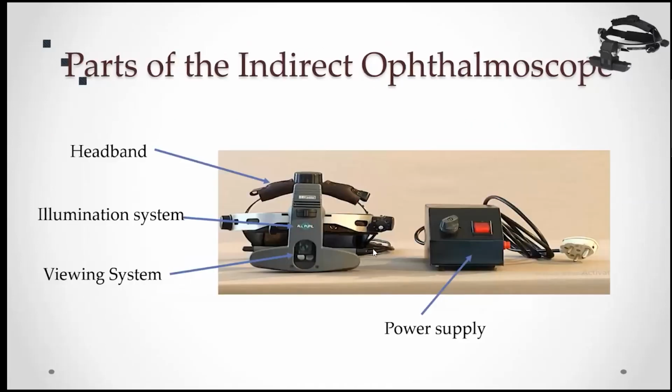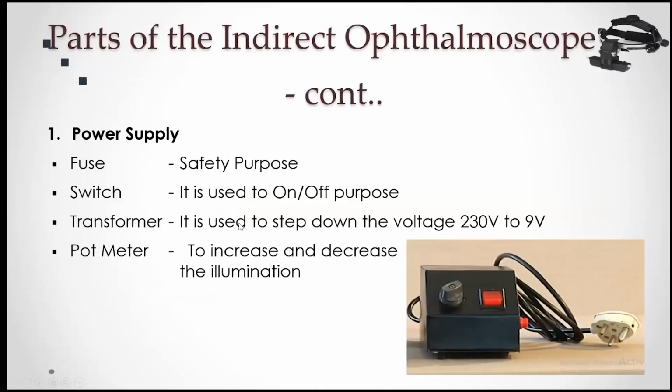The headband mounted indirect ophthalmoscope has different parts: the headband, the illumination system and the viewing system, both along in this module, and the power supply to give power to the illumination system. In this power supply, you can find the fuse, which we use for safety purposes, and the switch for on-off. Inside you can find the transformer, which steps down the input voltage to 9 volts. And here is the potentiometer, which helps to control the illumination by controlling the input voltage.